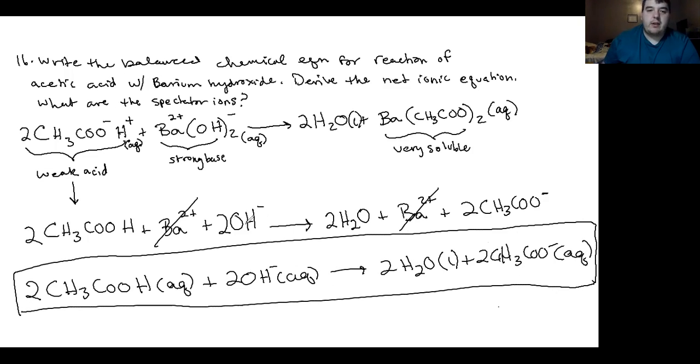So what was the spectator ion? Well, the only thing that I could cancel out on both sides was the barium. So the barium was a spectator ion because it didn't change. However, everything else, like the hydrogens, the oxygens, the carbons, those transformed into different products and different reactants based off of the net ionic equation. So this right here is going to be the solution to this problem. And again, barium was the spectator ion.